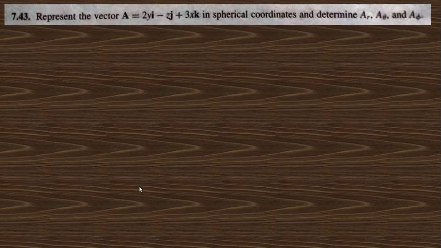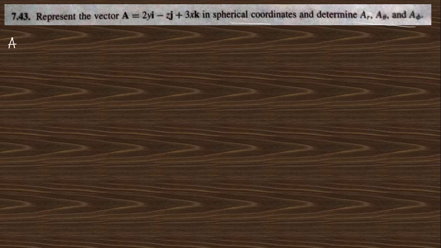And go to the next question, that is 7.43. It says to represent this vector. This is a vector in spherical coordinates, determine a r, a theta and a phi. So you must first represent this in spherical polar coordinates, then find the components.